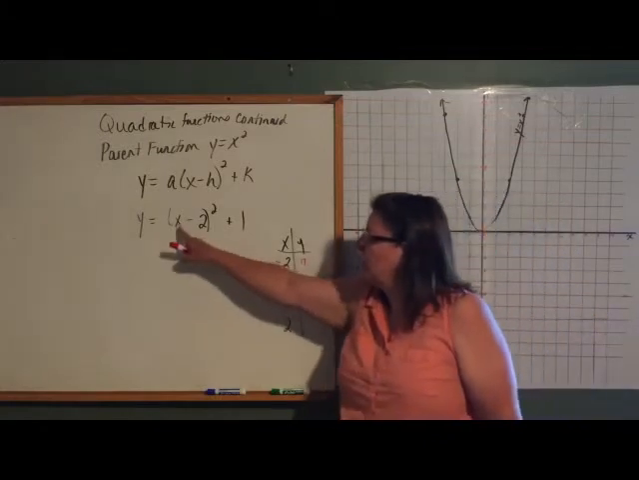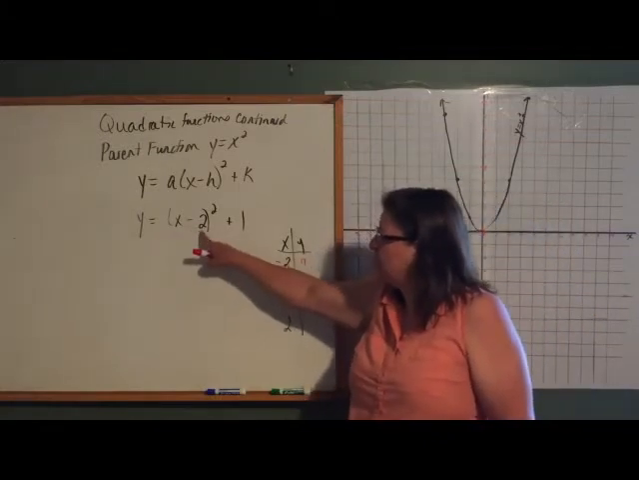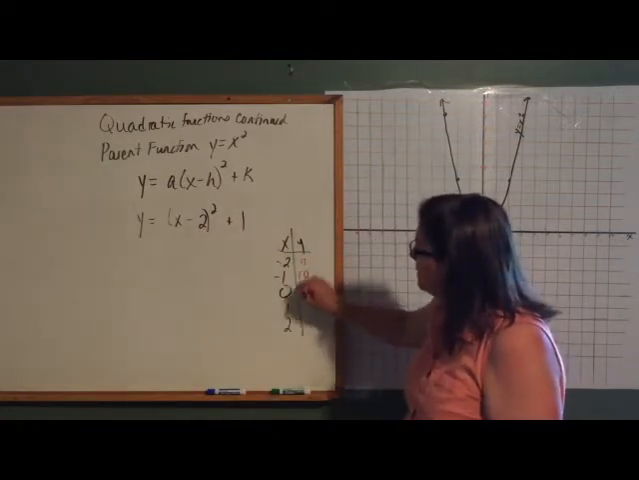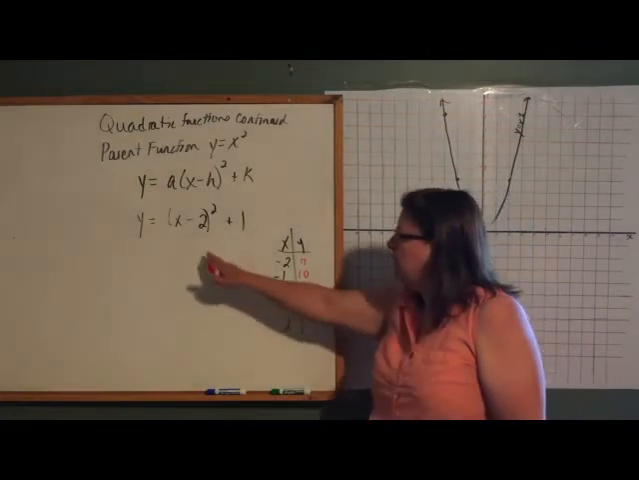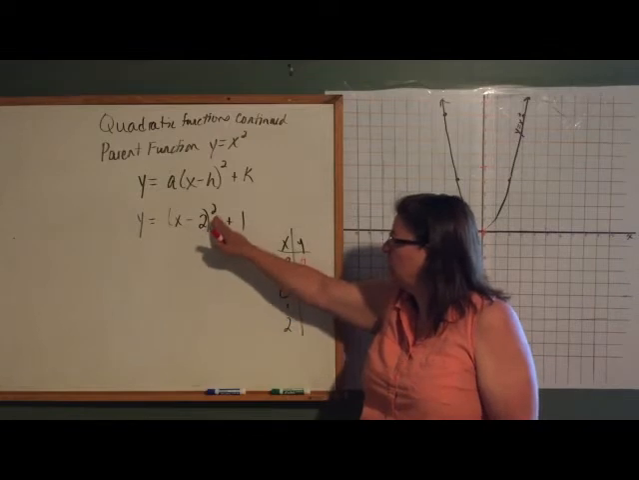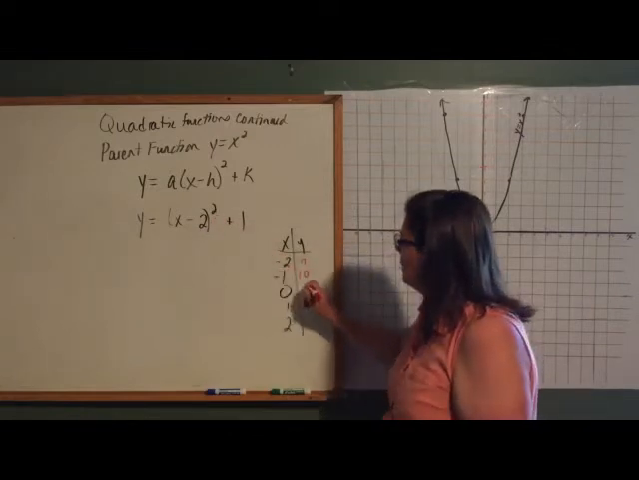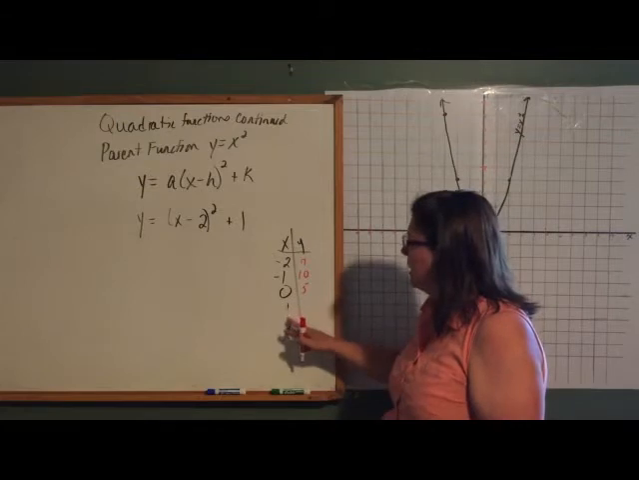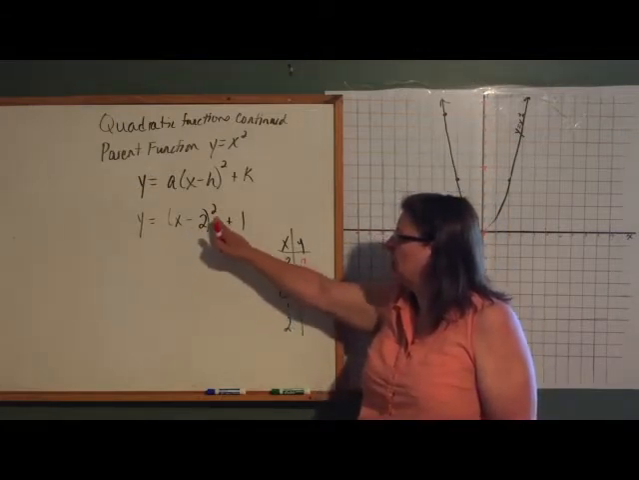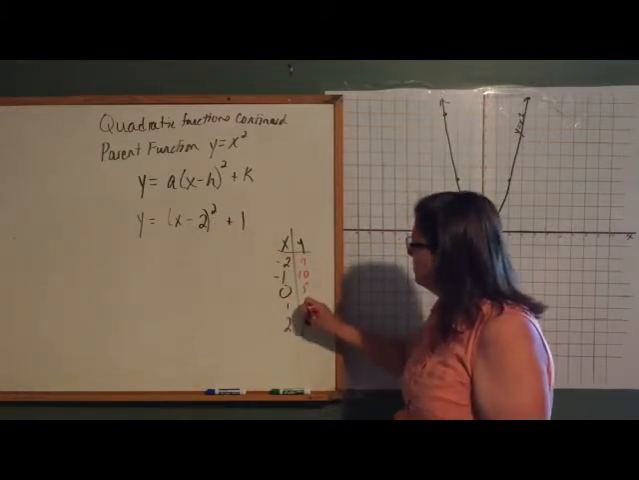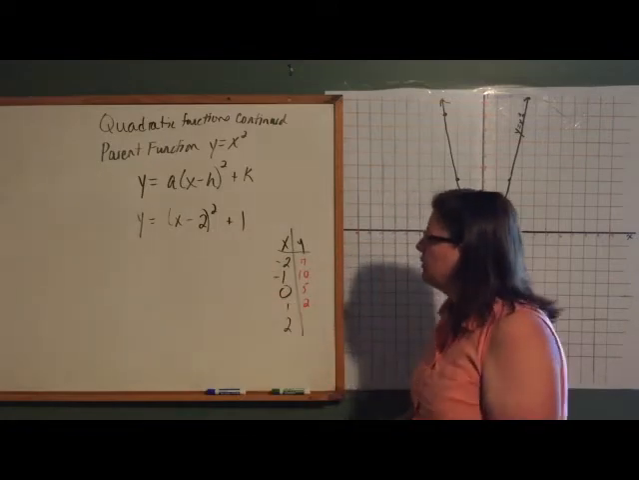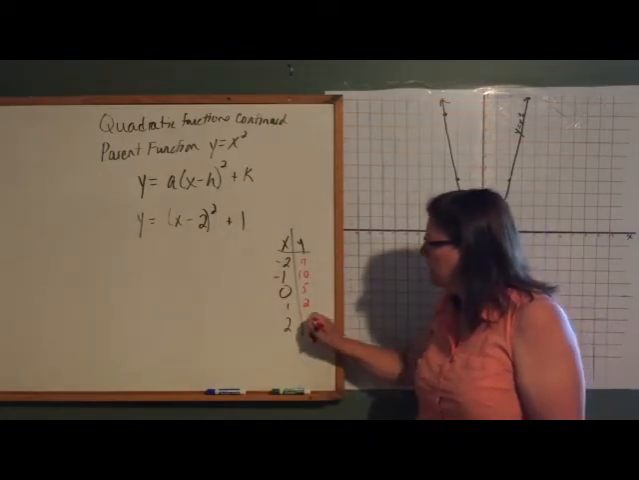If I plug in -1, -1 minus 2 is -3. -3 squared is 9 plus 1 is 10. If I plug in 0, 0 minus 2 is -2, squared is 4, plus 1 is 5. If I plug in 1, 1 minus 2 is negative 1. Negative 1 squared is 1, plus 1 is 2. And if I plug in 2, 2 minus 2 is 0. 0 squared is 0, plus 1 is 1.